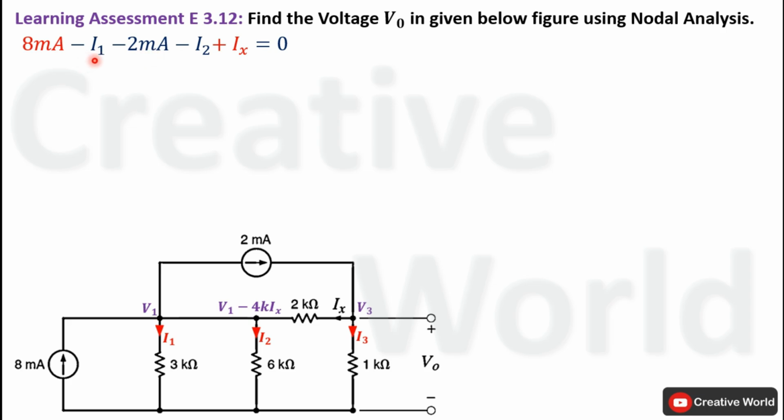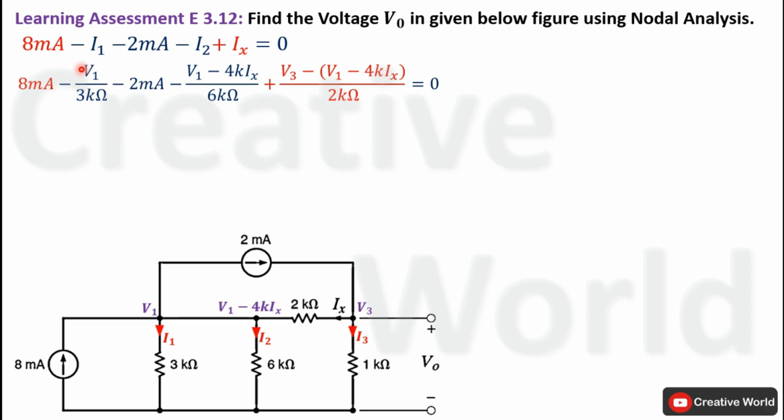In the next step, we have to replace these currents with their corresponding equations. Current I1 will be equal to V1 divided by 3 kilo ohm. Similarly, current I2 will be equal to voltage across this 6 kilo ohm resistance, that is V1 minus 4k times Ix, divided by the value of resistance. Current Ix is moving from node V3 to this supernode. So the equation of this current will be V3 minus the node voltage of this supernode, divided by the value of resistance. That is, V3 minus (V1 minus 4k times Ix) divided by 2 kilo ohm.